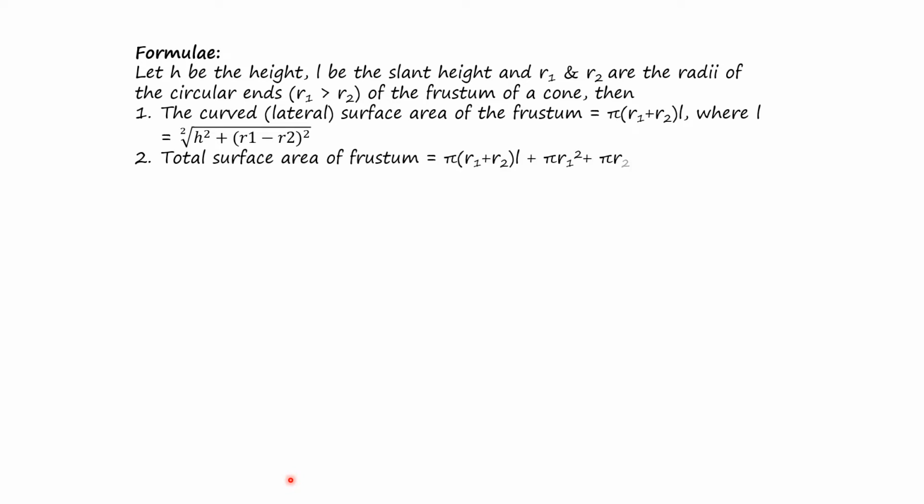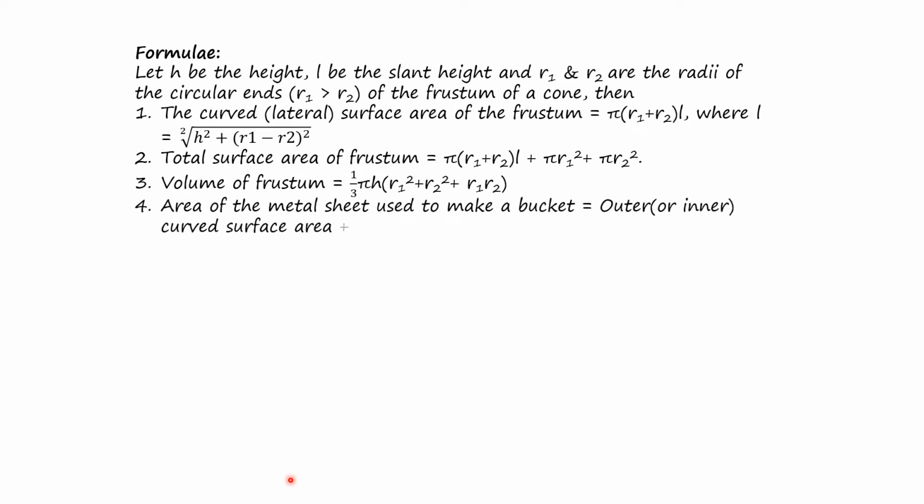Second formula: the total surface area of the frustum is pi into (R1 plus R2) into L plus pi R1 square plus pi R2 square. Now, the volume of the frustum is 1 by 3 pi H (R1 square plus R2 square plus R1 into R2).